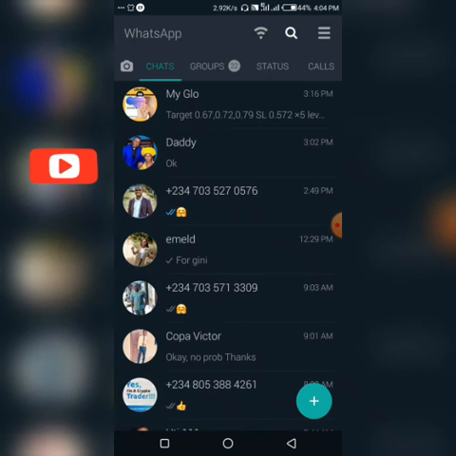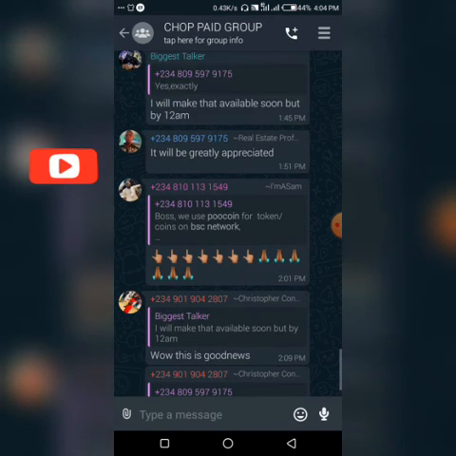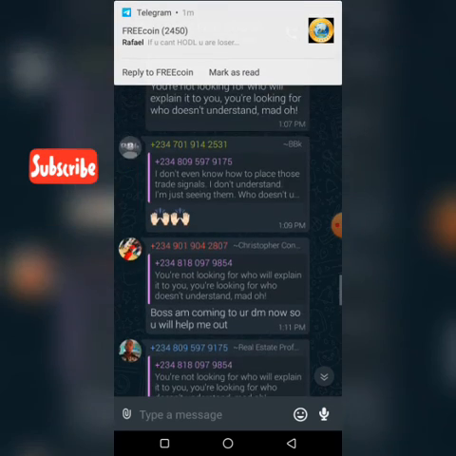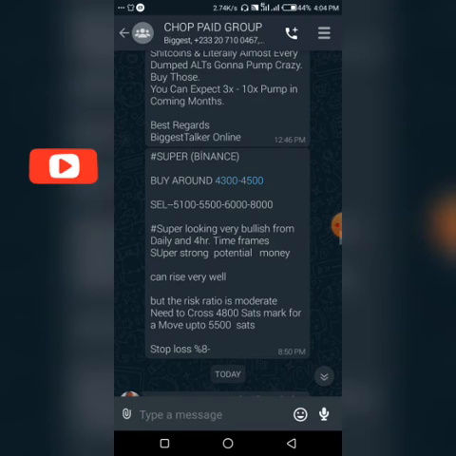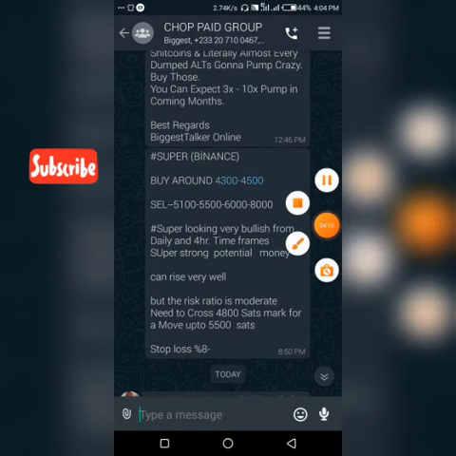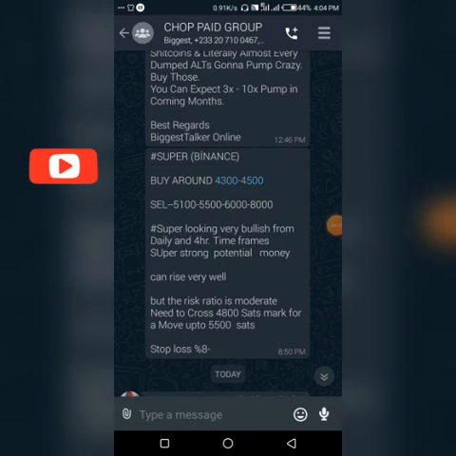So whenever you receive a signal, do well to copy it down and write it out somewhere, instead of going back and forth. So let's check this signal again. Here is the signal. It says we should sell around 5100 to 5502, even to 8,000. Then it says stop loss of 8%. That is your loss, so that you do not lose more than 8%.